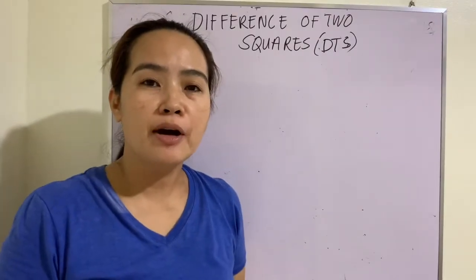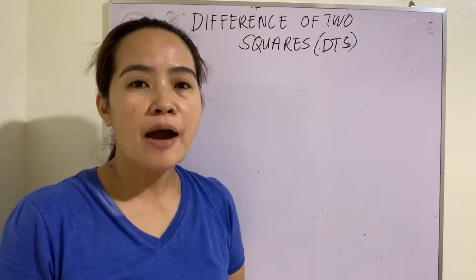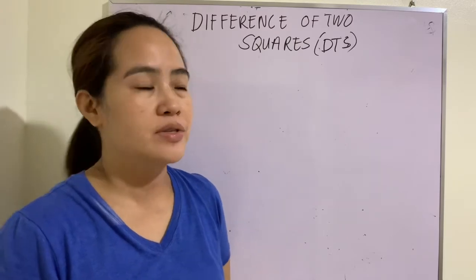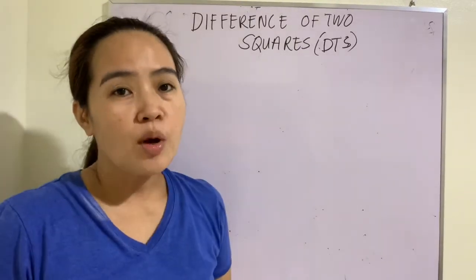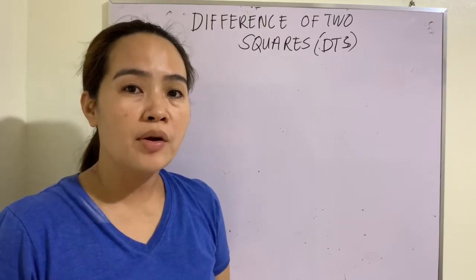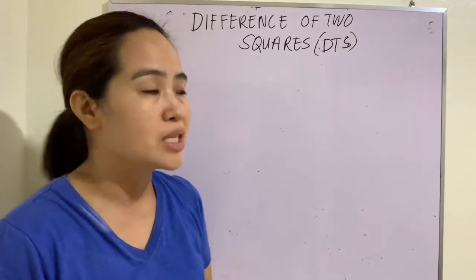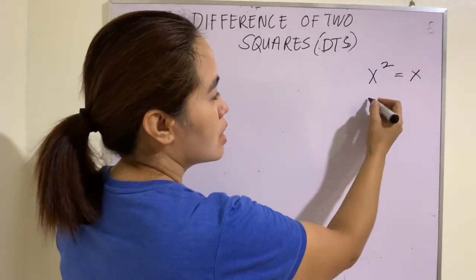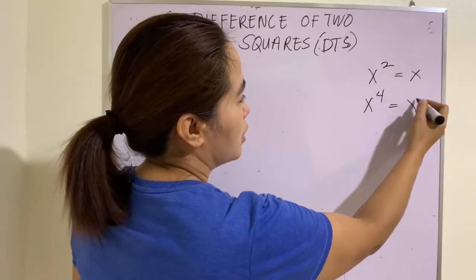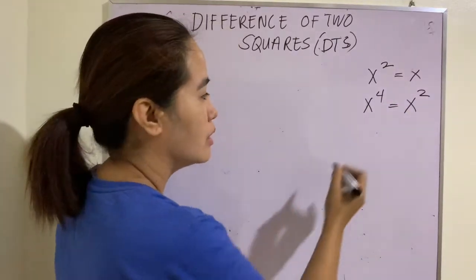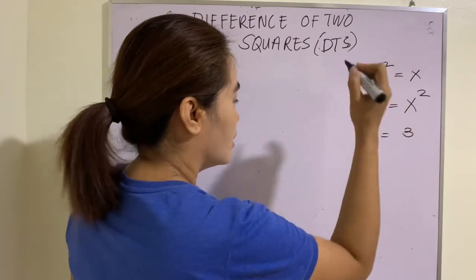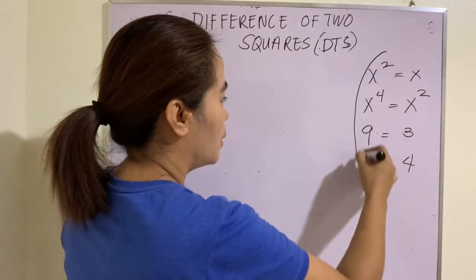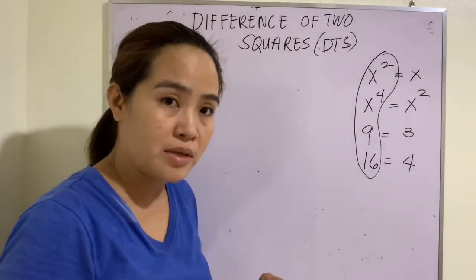Good afternoon to everyone. Our lesson for today is factoring polynomials using DTS, or difference of two squares. What are squares? What are perfect squares? Remember that perfect squares are those terms with square roots, like x squared, the square root is x; like x raised to 4, the square root is x squared; like 9, the square root of 9 is 3; like 16, the square root is 4. These terms are called perfect squares.